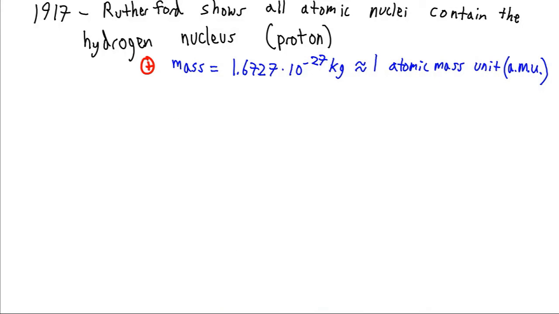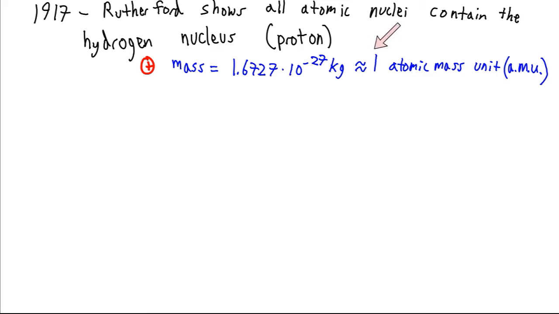In further experiments, Rutherford shows that all atomic nuclei contain the hydrogen nucleus. That's the bare piece of positive charge in the lightest atom known. And so that's named the proton, and it must be its own particle, which has a mass of 1.67 times 10 to the minus 27 kilograms. For convenience purposes, we rename that and call it 1 atomic mass unit.